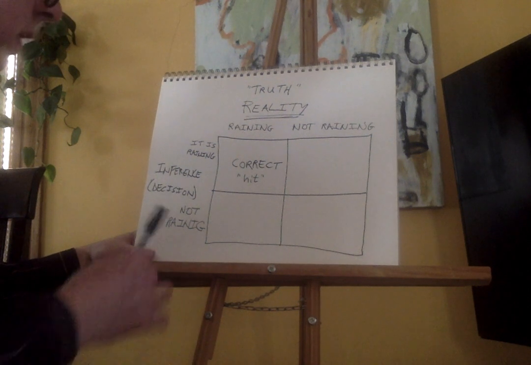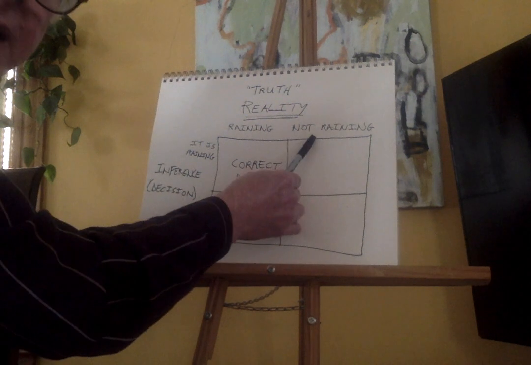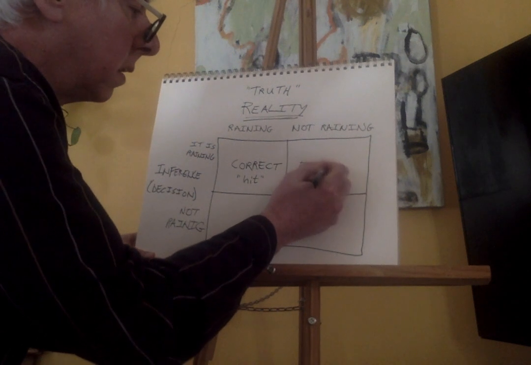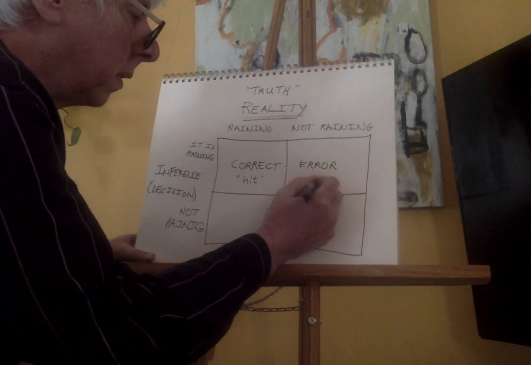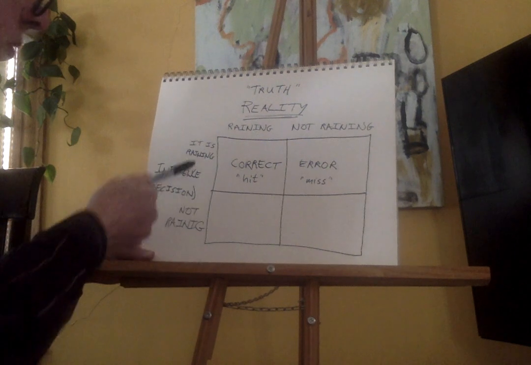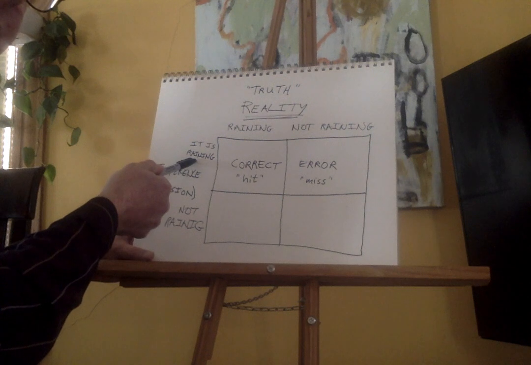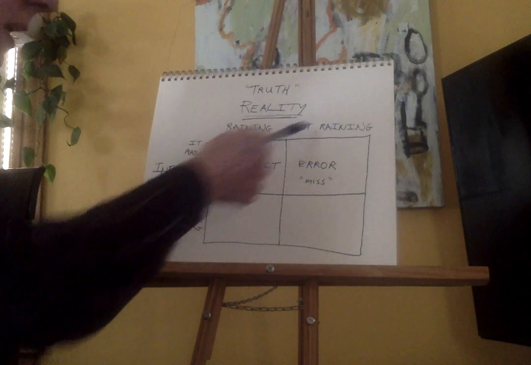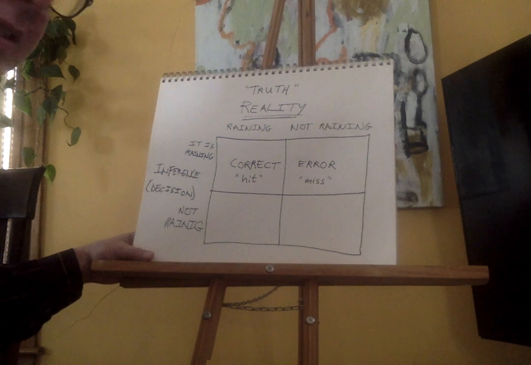There's another possibility, though. If the person says, yeah, I think it's raining, but it's not raining, okay, well, then this would be an error, right? Then we could call this a miss. Okay? So when you make your decision, you say, I think it's raining. You're correct if it really is raining. But if you say it's raining and it's not raining, then that's an error, sometimes called a miss. Okay?